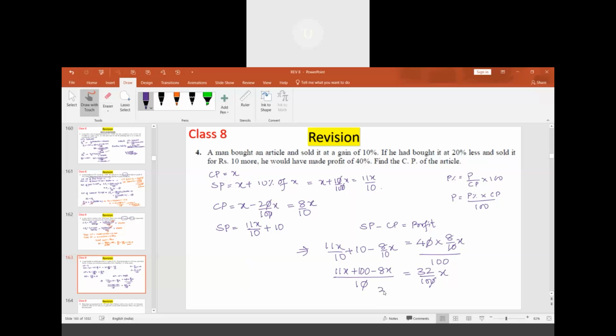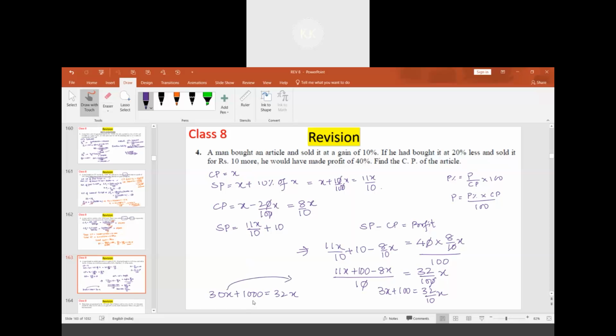3x plus 100 is equal to 32x by 10. Cross multiply: 32x into 10, we get 30x plus 1000 is equal to 32x.